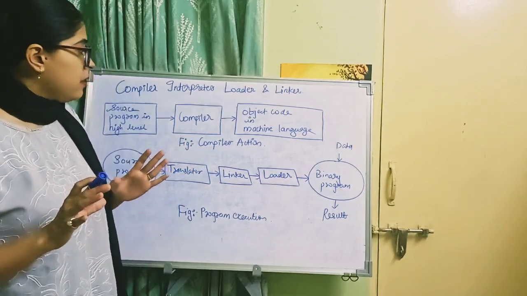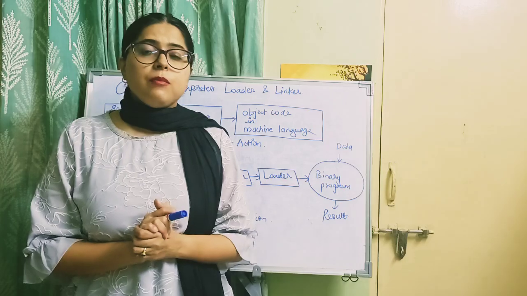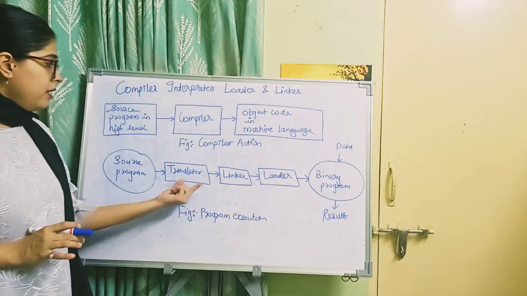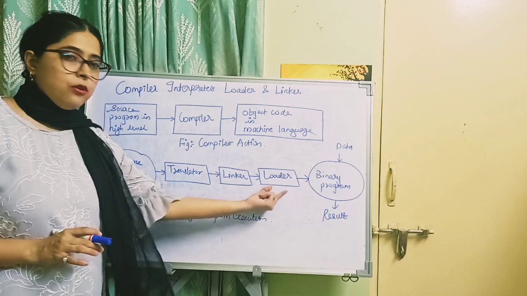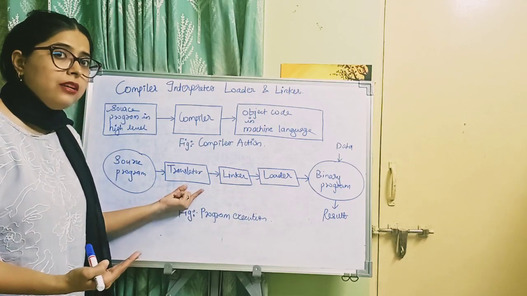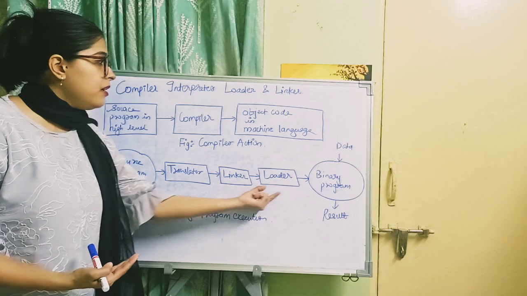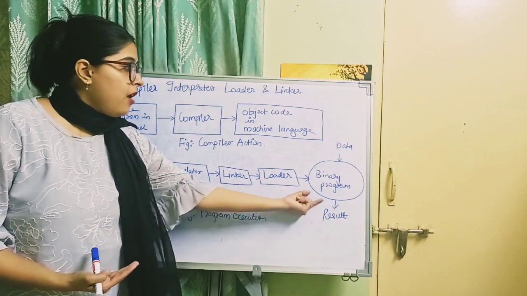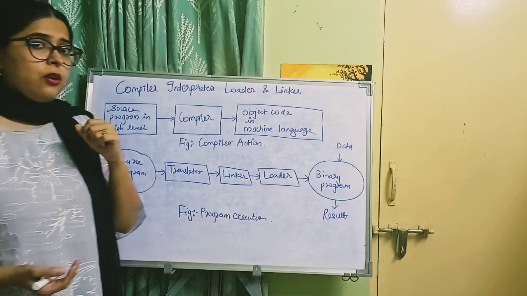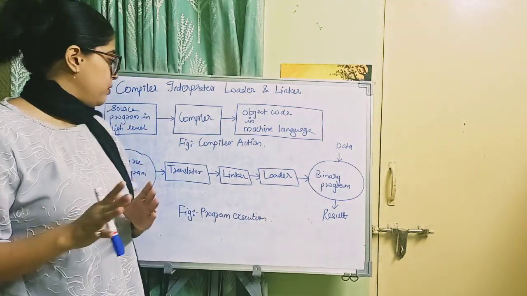Okay, now what if there are subroutine libraries or subroutines present inside your program? In that case we have to use a linker and loader. You can see this is a source program, the translator can be either a compiler or an interpreter, then there is a linker and loader, and finally we have a binary program which can be understood by your computer. So these are the processes.